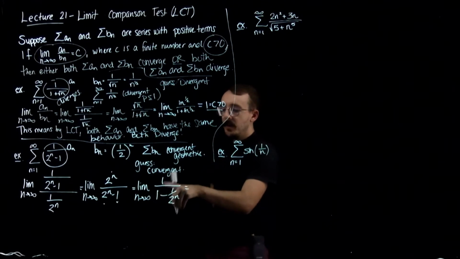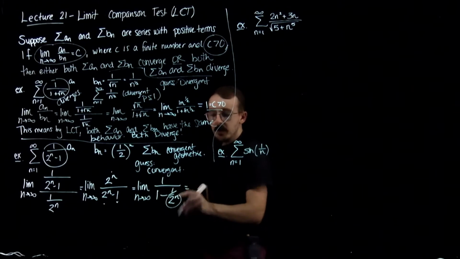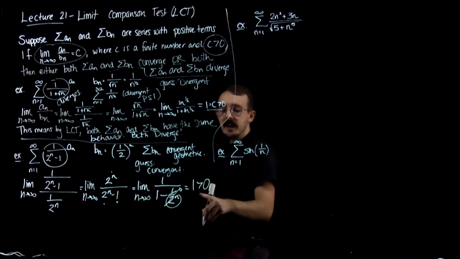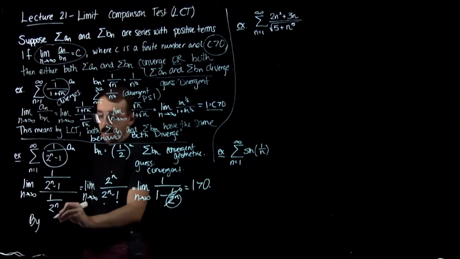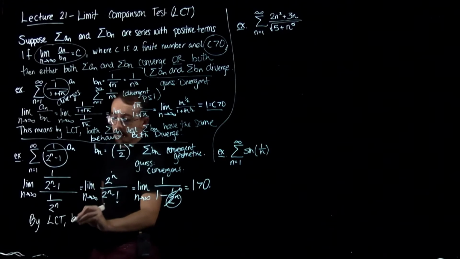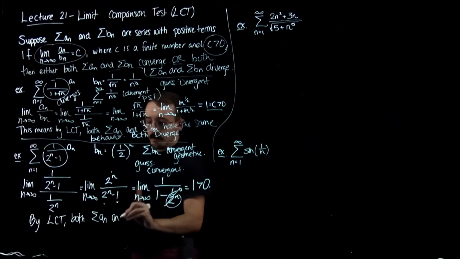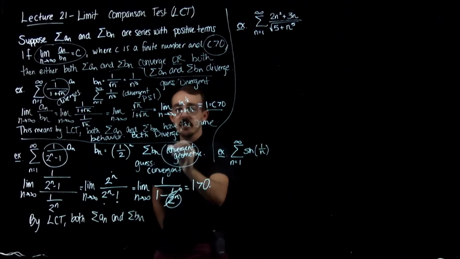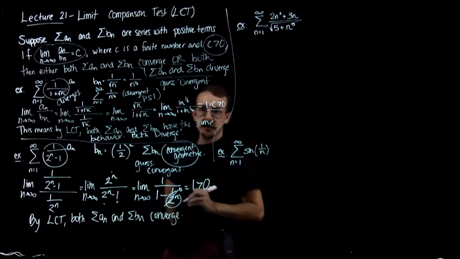So 1 and 1 are unaffected by the limit, but here I have 1 over, and this is going to be huge. It's going to be 2 to the infinity. So this fraction goes to 0, and I get 1. So that's indeed larger than 0. So I could say by the limit comparison test, both of these series will do the same thing. And I know this one converges. So that means they both converge.